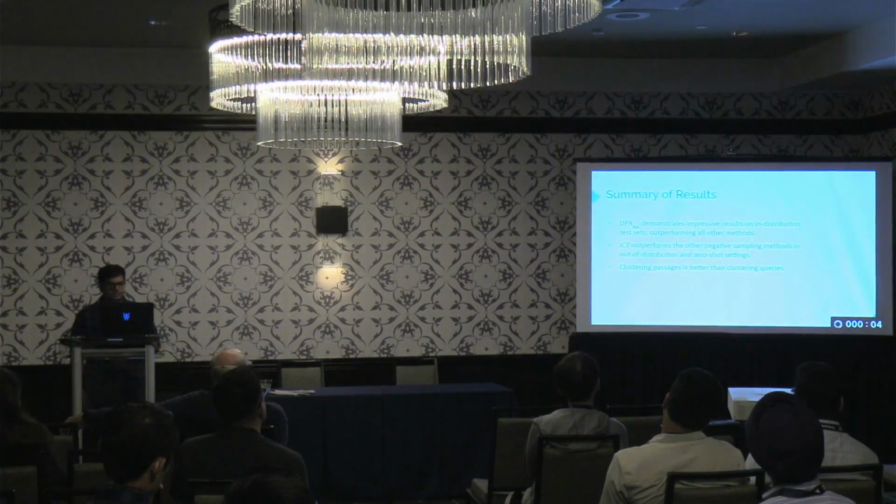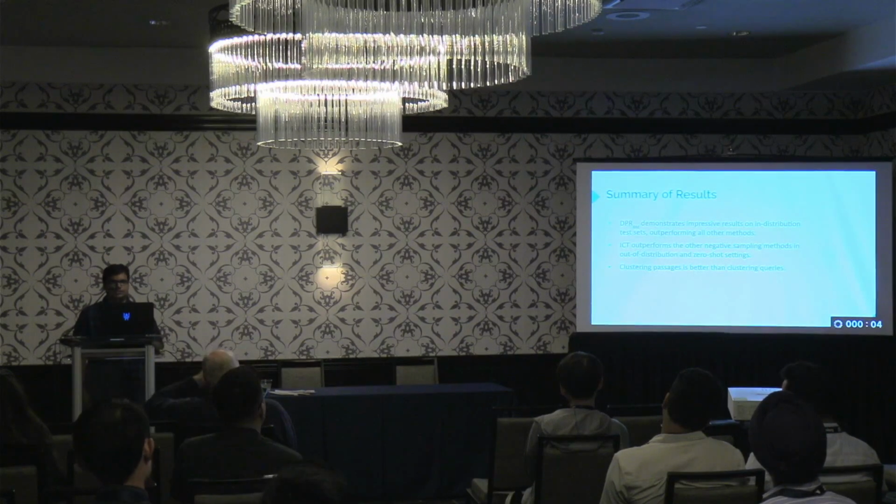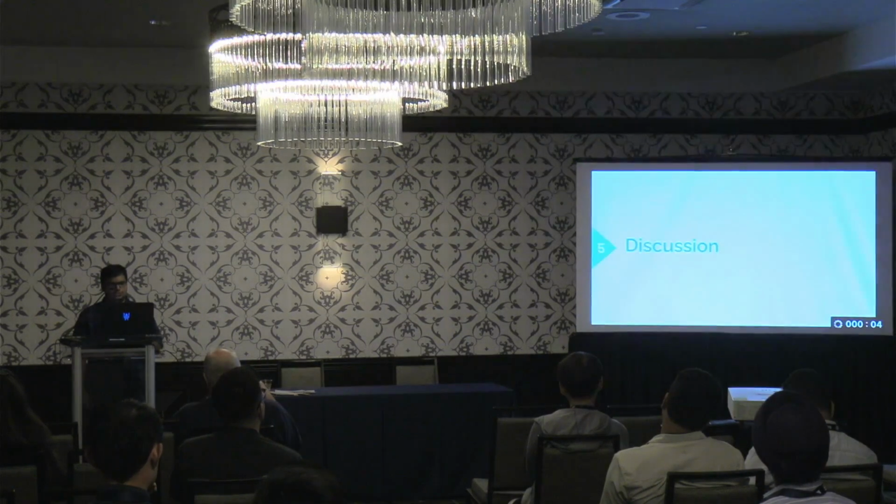So in summary, in in-distribution test sets, we saw that BM25 negatives actually outperform other negative sampling methods, but in the other settings, ICT does better. We also saw that for the two clustering methods, TAS and ICT, clustering on passages tends to work better than clustering on queries, usually because the passages contain more information and you can do the clustering step better.